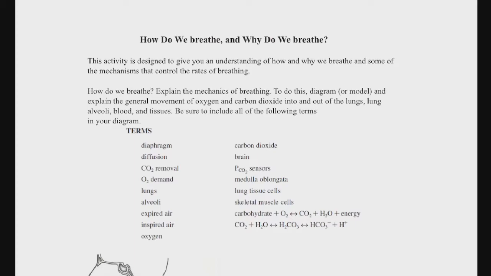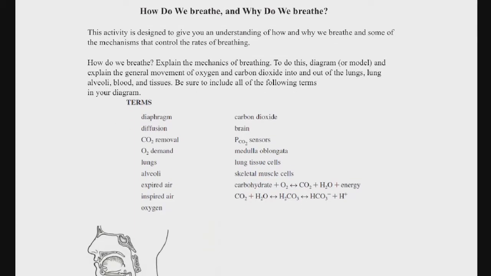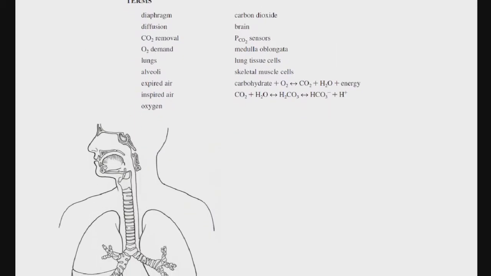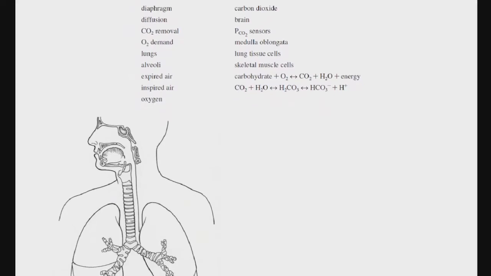To do this, diagram or model and explain the general movement of oxygen and carbon dioxide into and out of the lungs, lung alveoli, blood, and tissues. Be sure to include all the following terms in your diagram. So here are the terms that we have. To really show all of this, there are a couple of figures that I will be drawing on, so just ask questions when you have them, but if not, I'm going to go through each term, sometimes out of order, depending on where they fit best.